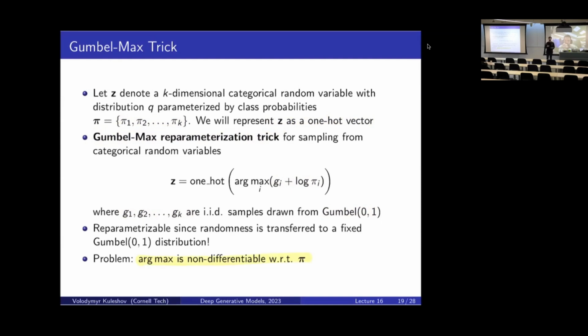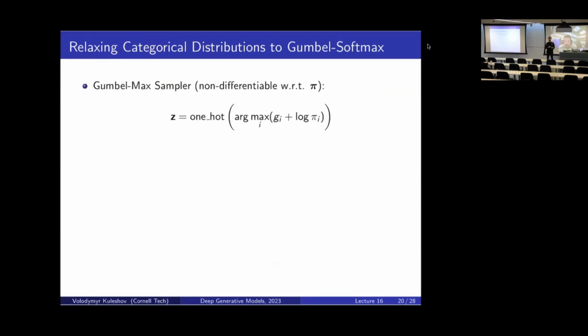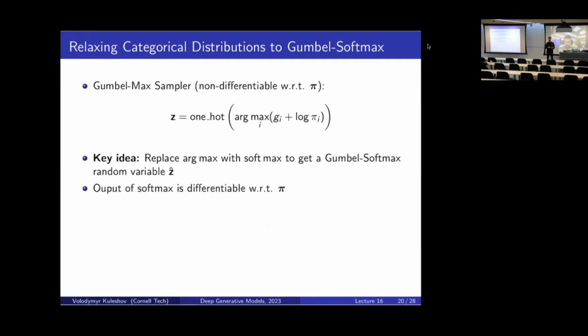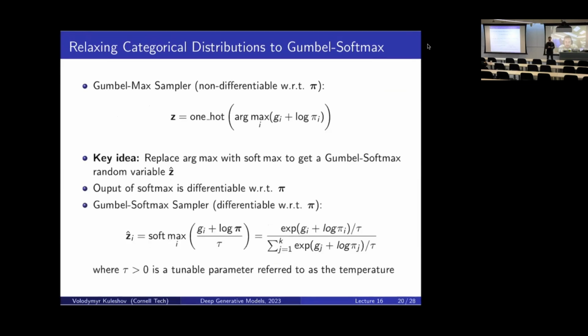What if instead of taking the one-hot encoding and taking the argmax, I took the softmax? The softmax will give me a vector, not an exact one-hot encoding, but a soft one-hot encoding. So what do I mean by this? This is my non-differentiable Gumbel max sampler, with the argmax. Let's instead replace the argmax with the softmax to get the Gumbel softmax sampler, where z_i receives the softmax.